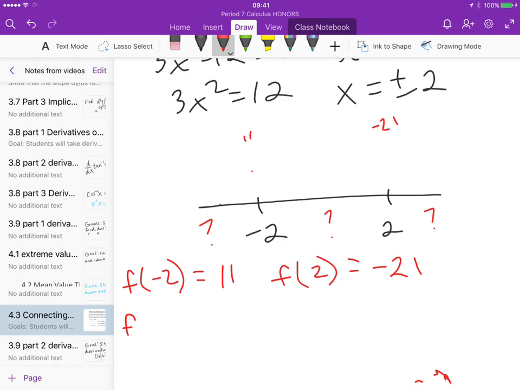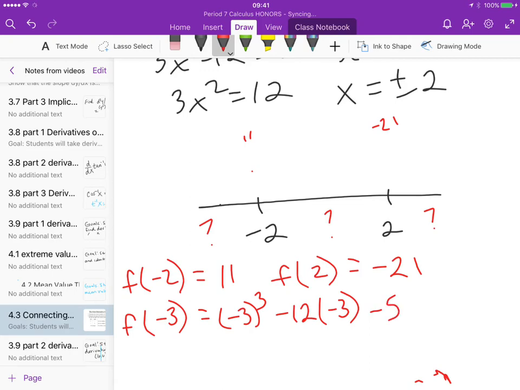So I want to find out a value to the left of negative 2. So to the left of negative 2, something like negative 3. So negative 3 cubed minus 12x, which in this case is negative 12 times negative 3, and then minus 5. Well, negative 3 times negative 3 is a positive 9, and so positive 9 times negative 3 is a negative 27. So negative 27 plus 36 minus 5 in this case.